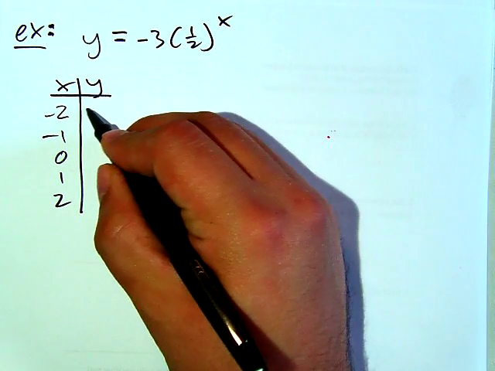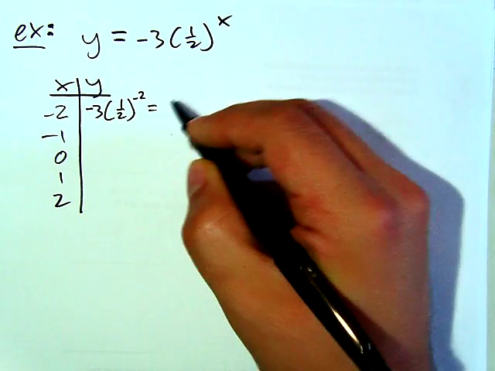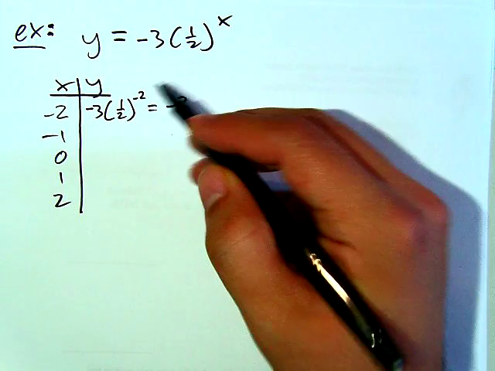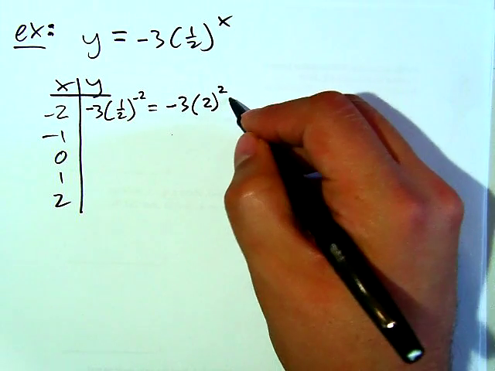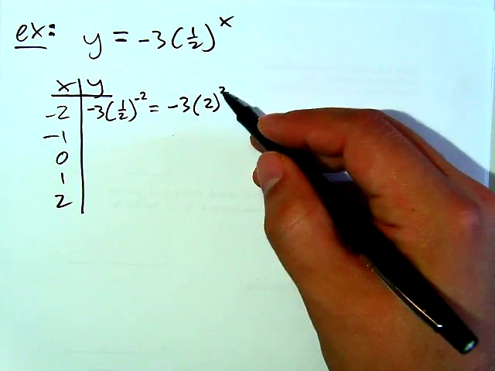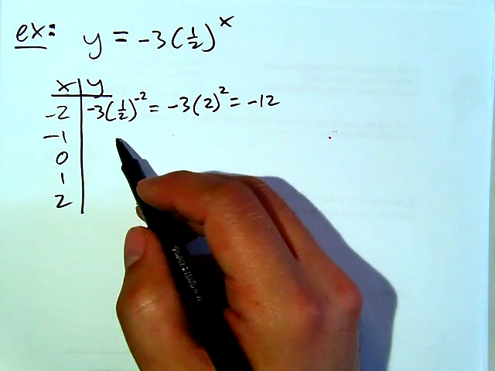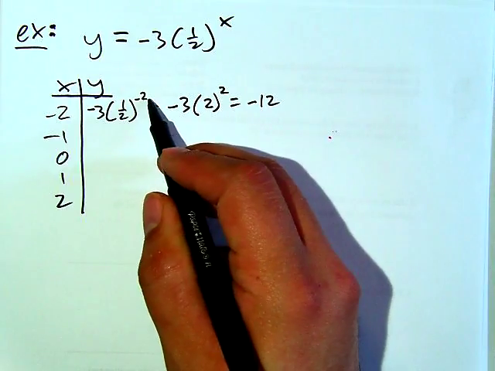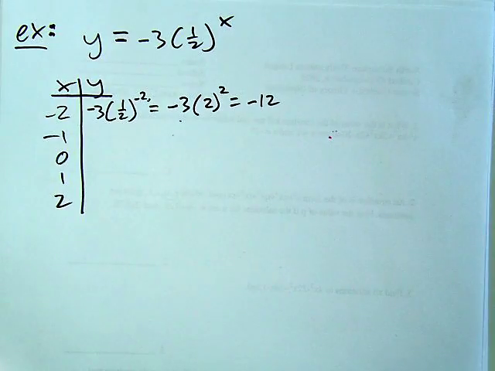So if I plug in negative 2, it's negative 3 times 1/2 to the minus 2. And again, a negative exponent just means the reciprocal. So 2 over 1, and now we can make the exponent positive. 2 squared is 4 times negative 3 is negative 12. Don't forget to follow the order of operations. You cannot multiply this number times 1/2 first and then go to the negative 2. Do the exponent part first and then multiply by negative 3 at the end.